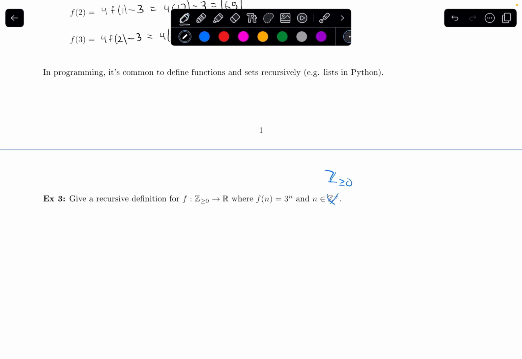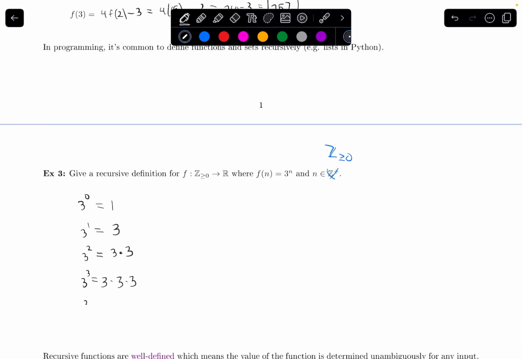So to get a feel for that, let's plug in some values. If I start off by plugging in 0, I will get 3 to the 0, which is 1. If I plug in 1, I'll get 3 to the 1, which is 3. If I plug in 2, I'll get 3 squared. And I could just say what that is, like 9, but let's really break this down. This is 3 times 3. If I plug in 3, I'll get 3 cubed, which is 3 times 3 times 3. And if I keep going, 3 to the 4th is 3 times itself 4 times.